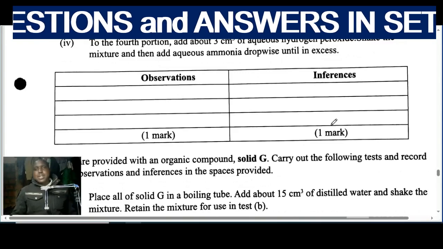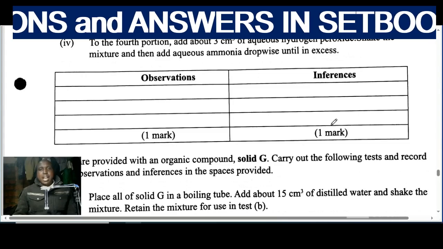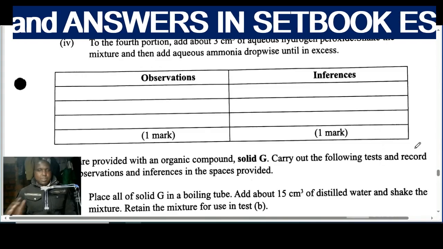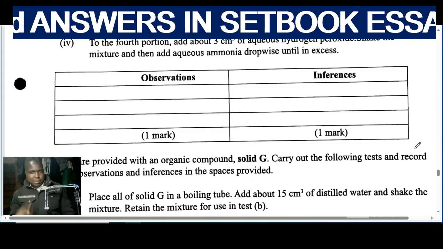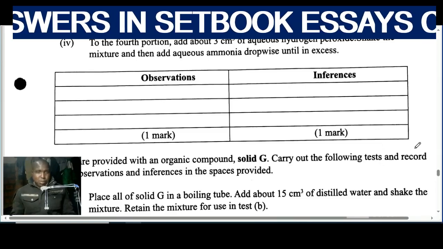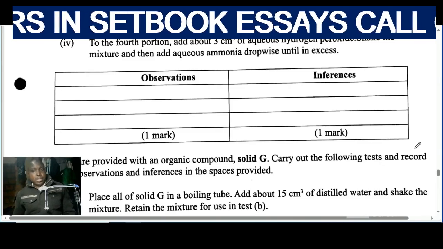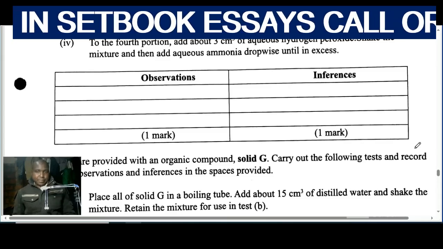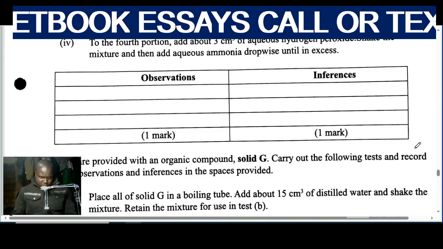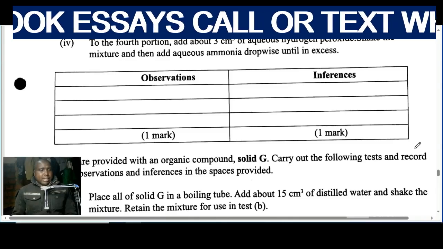To the fourth portion, add 3 drops of aqueous hydrogen peroxide, shake the mixture, and then add aqueous ammonia dropwise until in excess. This year, I don't expect such, so we are expecting something different, but ammonia solution will be there. Ammonia solution reagent is a must. So this round we can have white precipitates, not green. I'm doubting, I'm trying to know that.